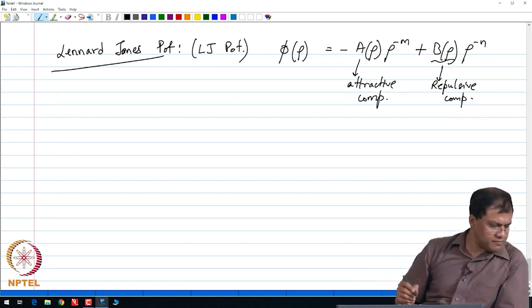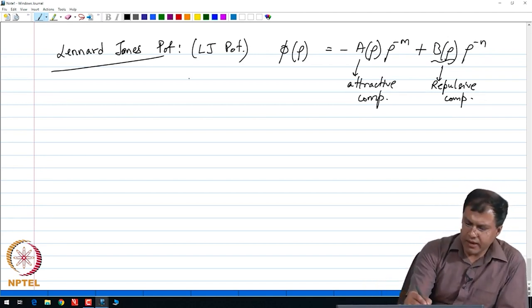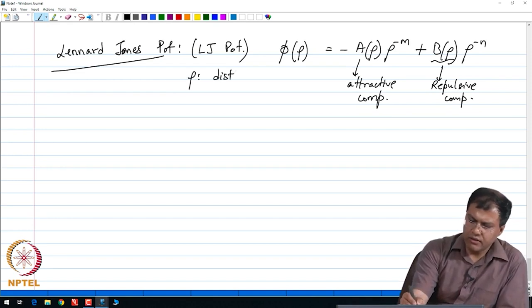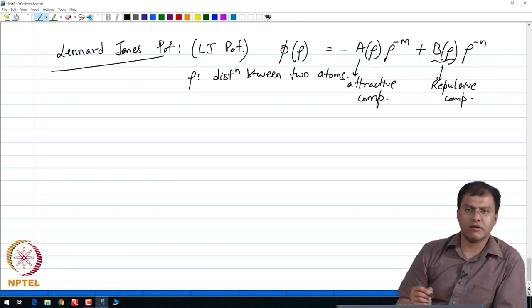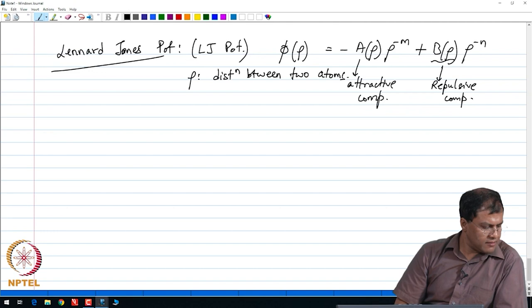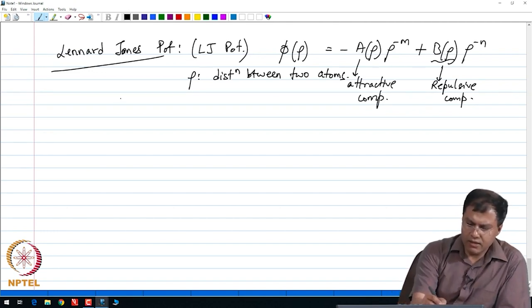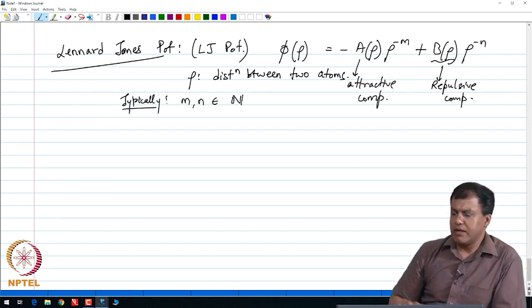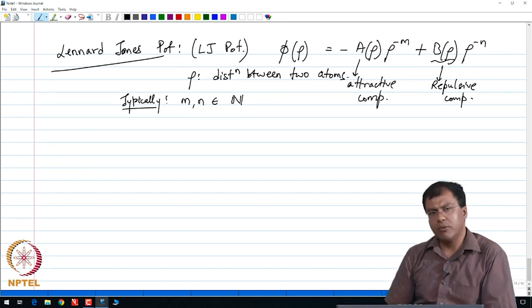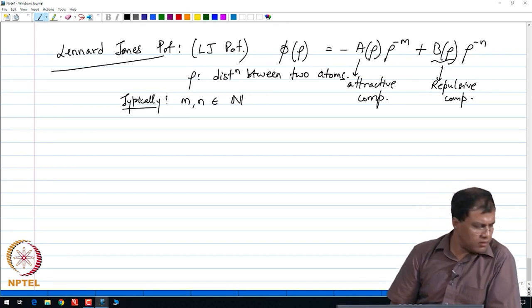And my rho is the distance between two atoms, or the atoms under consideration, or the structures under consideration. These coefficients m and n are natural numbers. Sometimes these are also called the Lennard-Jones m-n potential, which tells us the strength of the attractive as well as the strength of the repulsive components of the potential.